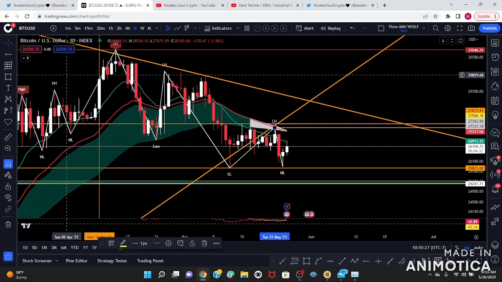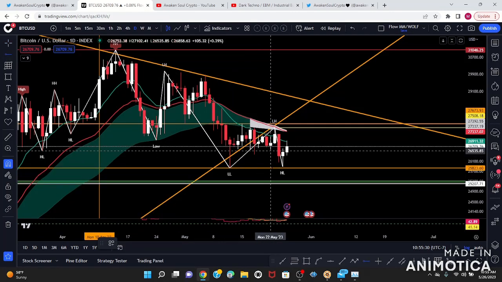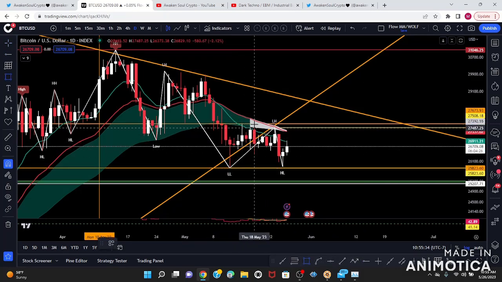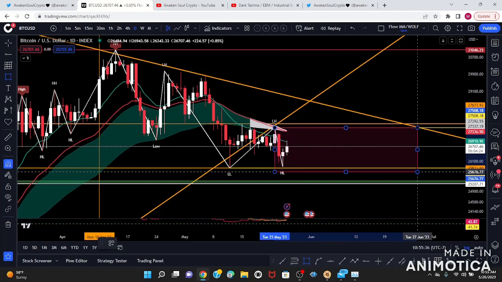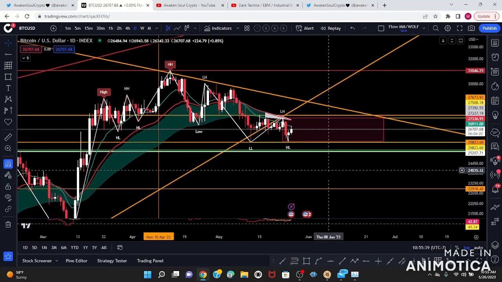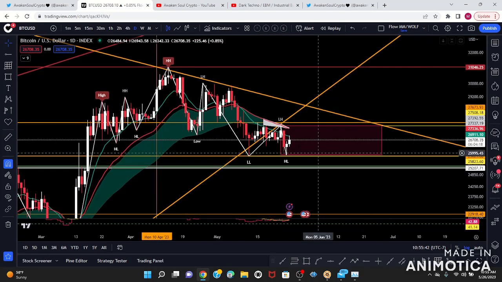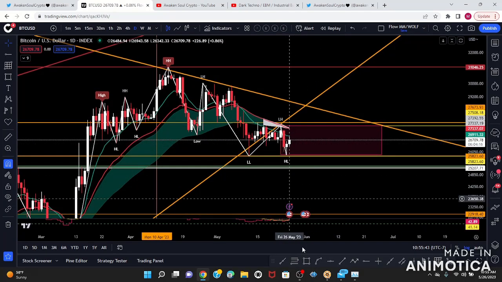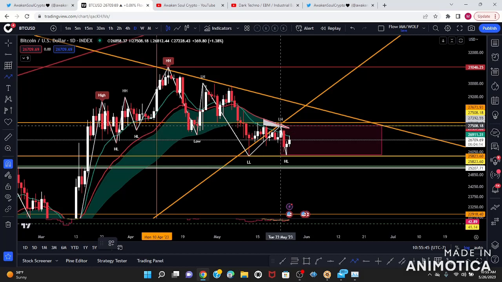So my dailies are yellow, right? This is going to be a strong zone here for me on my daily. And the reason is, just looking at market structure, right? We understand that we created a higher low. So, and this is a lower high.